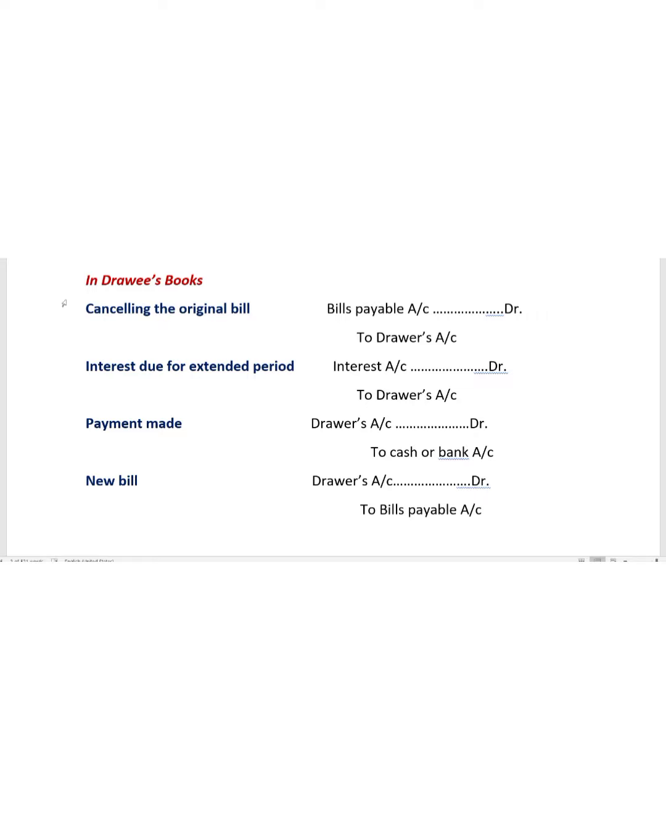So for acceptance of the new bill, what entry will you pass in drawee's book? Drawer's account debit. You are giving the bill to the drawer, so drawer's account debit to bills payable account, which is a liability.